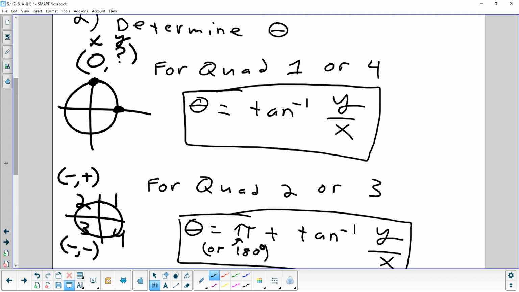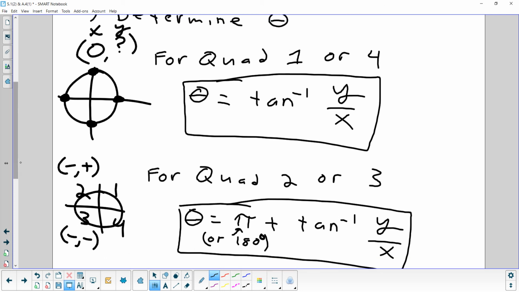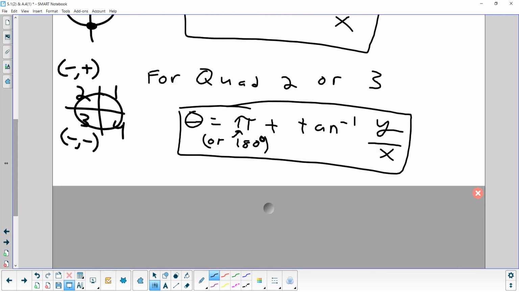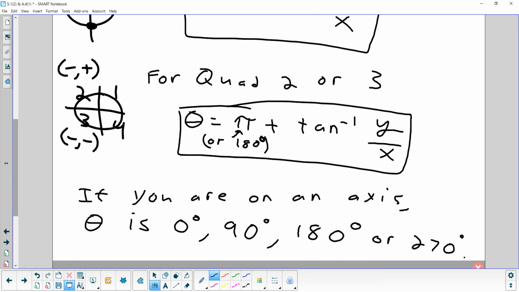0, 90, 180, and down is 270. You have to know those 4. Okay? But other than those 4, those formulas will work all of the time. So any questions why you can't use those formulas if you're on an axis? Because at least on the vertical axis, x would be 0, and it would cause you to divide by 0, which you can't do.